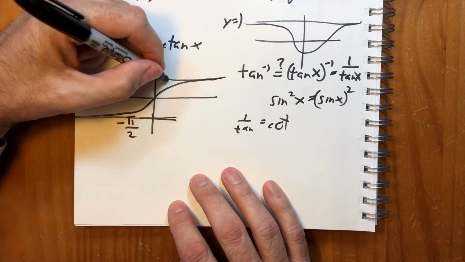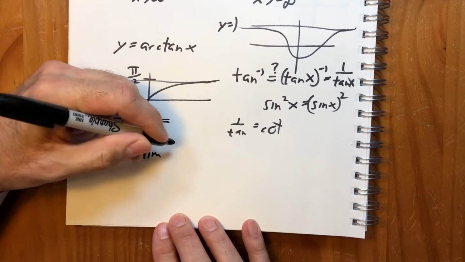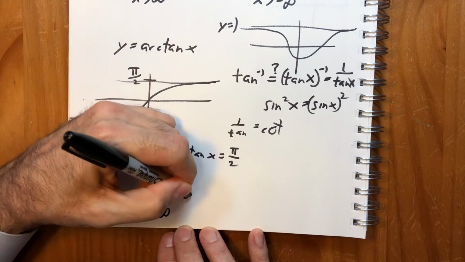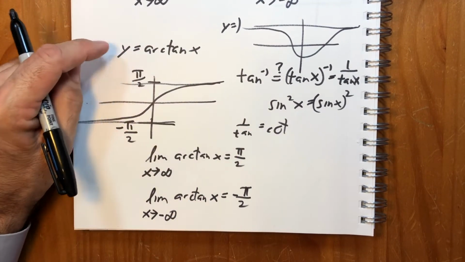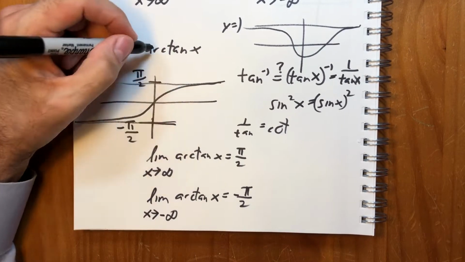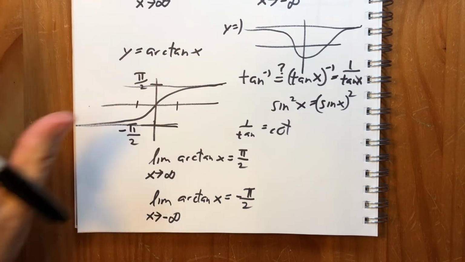As x goes out toward infinity, it approaches pi over 2, and as x approaches negative infinity, it equals minus pi over 2. And of course, this follows from the fact that arctan is the inverse of tangent, and remember last week we demonstrated that tan has vertical asymptotes at pi over 2 and minus pi over 2. So this is just the flip.